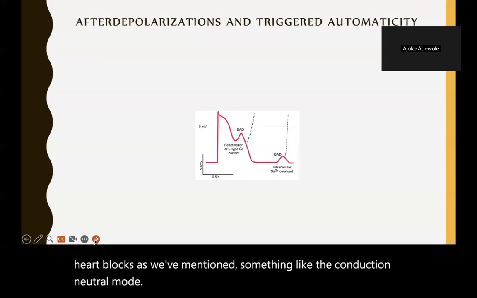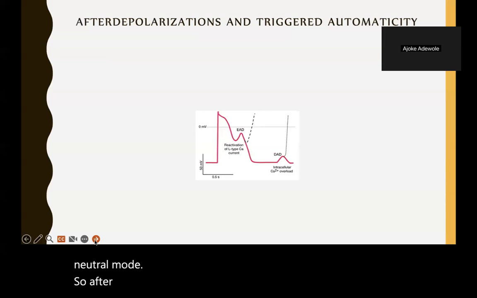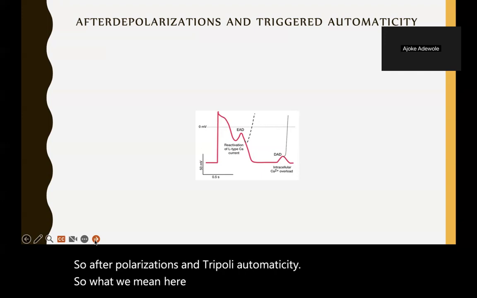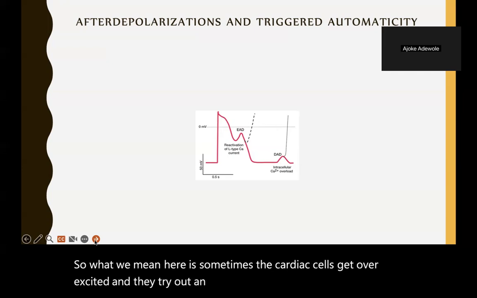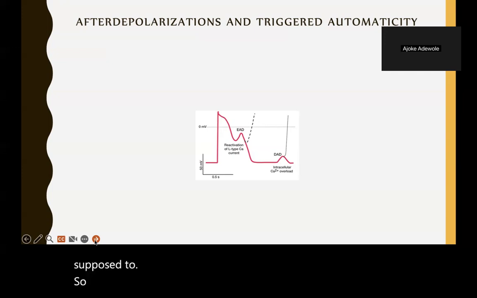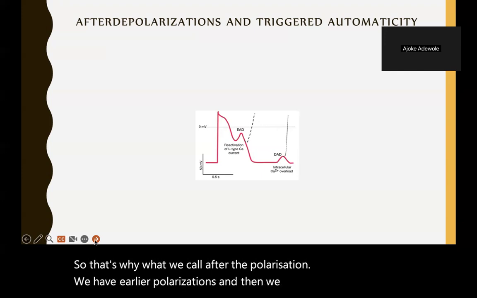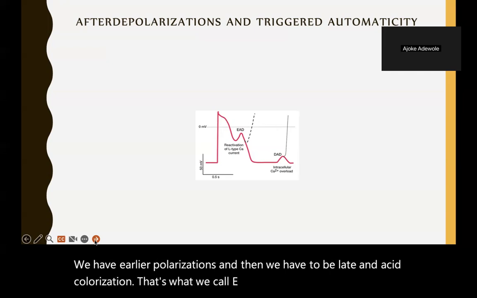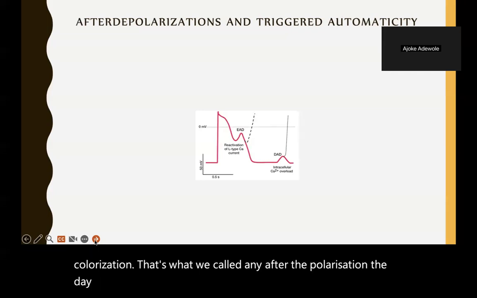Now, afterdepolarizations and triggered automaticity. What we mean here is that sometimes cardiac cells get overexcited and fire off an extra beat before or after they're supposed to. That's what we call afterdepolarizations. We have early afterdepolarizations and delayed afterdepolarizations. That's the EADs, early afterdepolarizations, and the DADs, delayed afterdepolarizations.